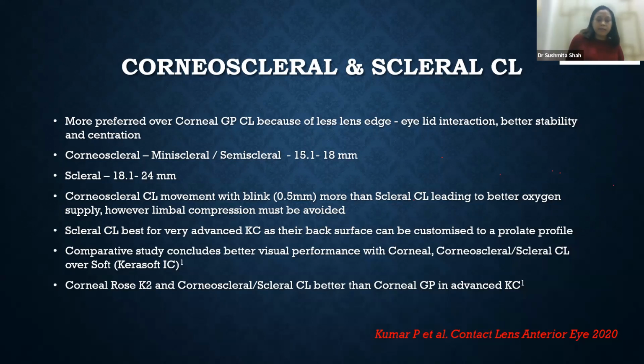So this large study comparing the various contact lenses has noted that better visual performance can be noted with corneoscleral and scleral contact lens as compared to the soft contact lens. And the corneal Rose K2 lens and the corneoscleral scleral contact lens are better than the corneal GP, that's the normal RGP, in advanced keratoconus.